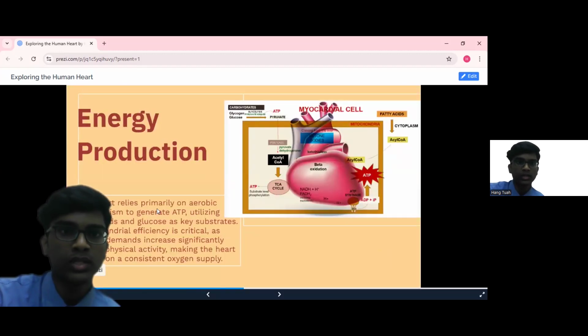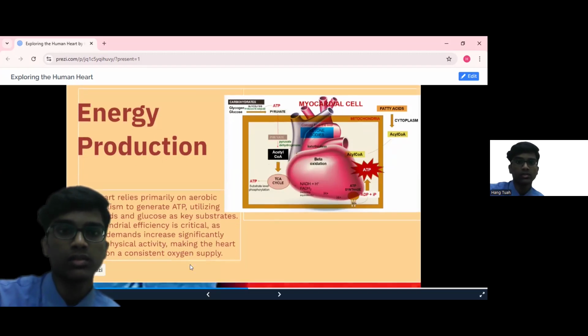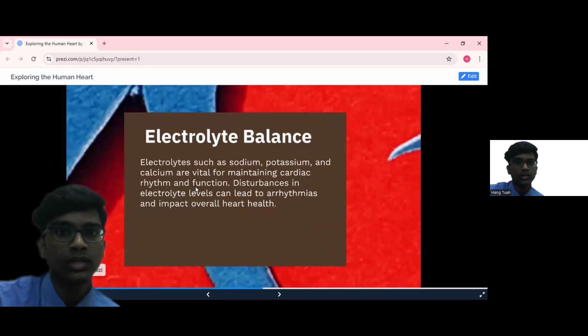The next we will be looking at the biochemistry of the heart. First is about the energy production. The heart relies primarily on aerobic metabolism to generate ATP, utilizing fatty acids and glucose as key substrates. Mitochondrial efficiency is critical as energy demand increases significantly during physical activity, making the heart reliant on a consistent oxygen supply.